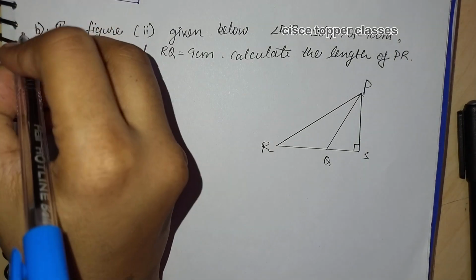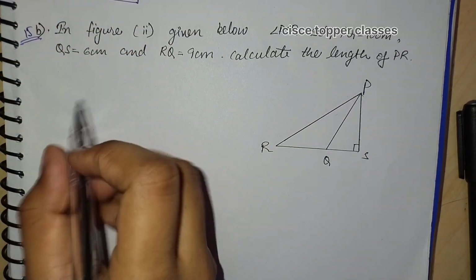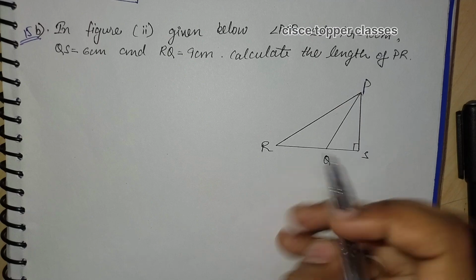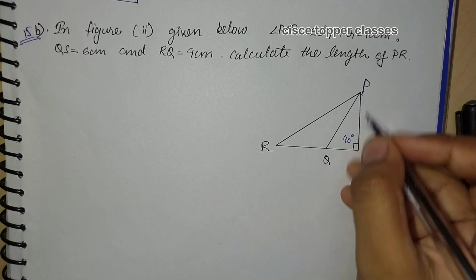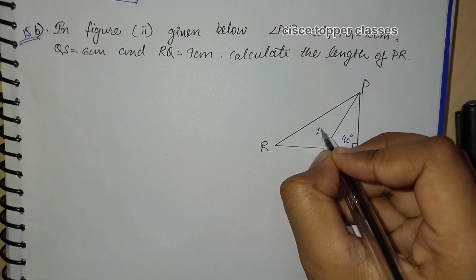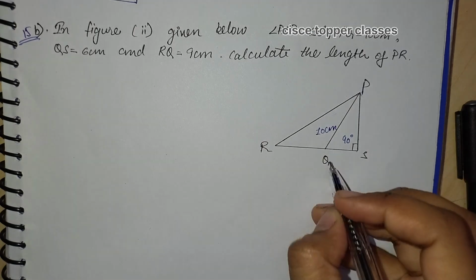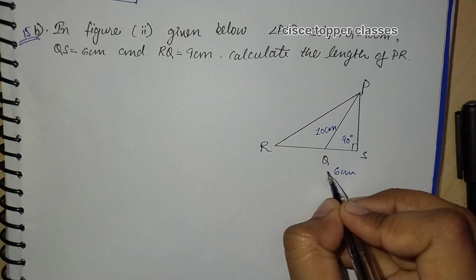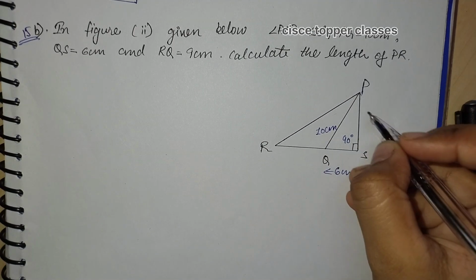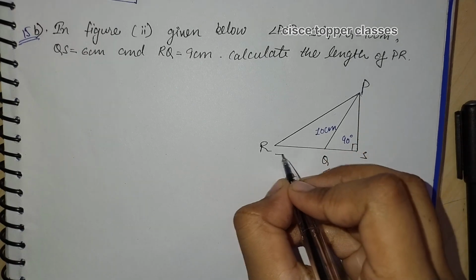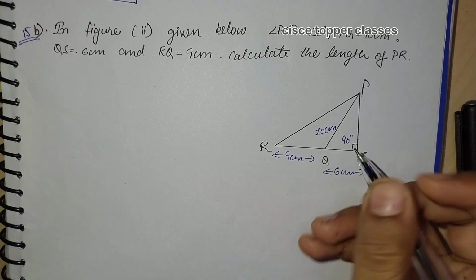Now let us solve the 15th second part. Firstly, in the figure given below, angle PSR is equal to 90 degree here and PQ is equal to 10 centimeter, QS is equal to 6 centimeter, and RQ is equal to 9 centimeter.